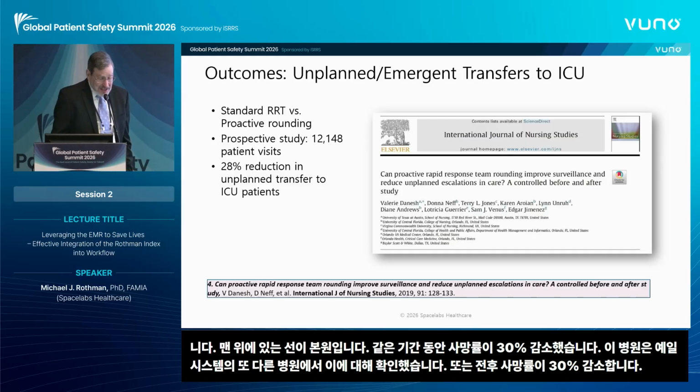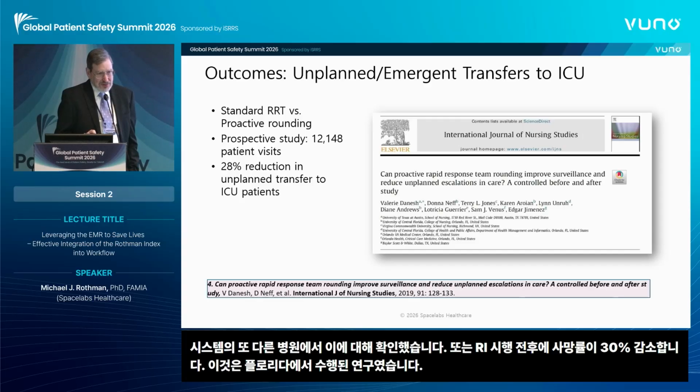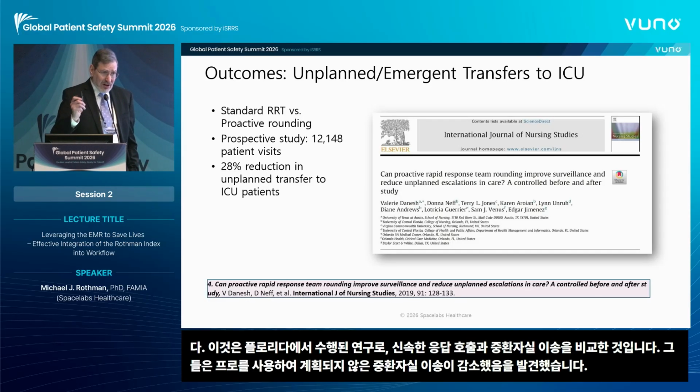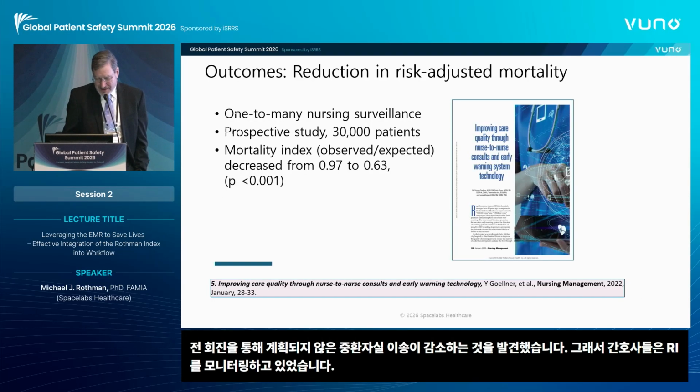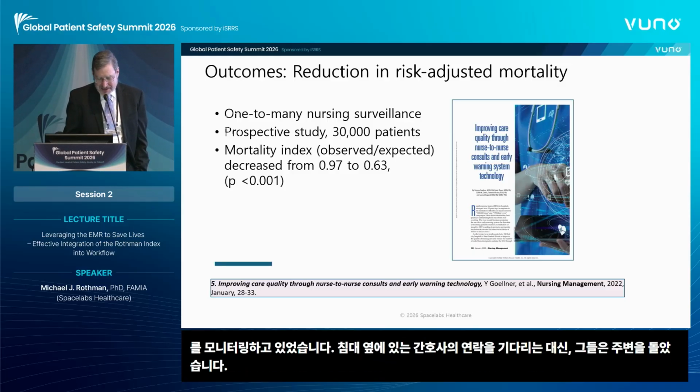This was a study done in Florida comparing rapid response calls and transfers to the ICU. They found a reduction in unplanned transfers to the ICU using proactive rounding. So the nurses were monitoring the RI. Instead of waiting for the bedside nurse to call, they rounded on that patient and reduced unplanned transfers to the ICU. This was another hospital, Blessing Hospital.